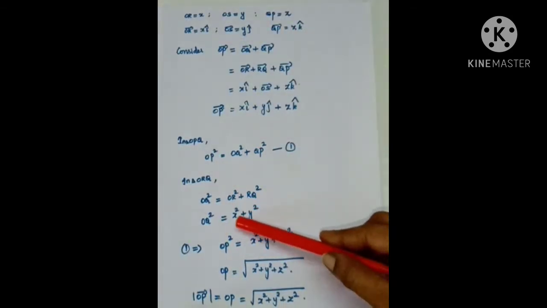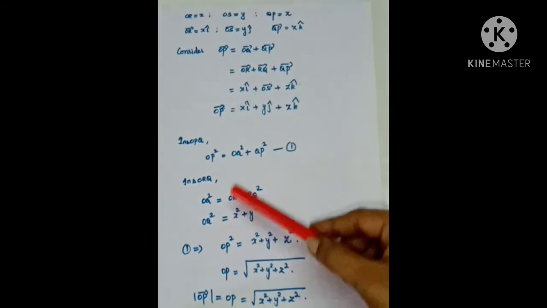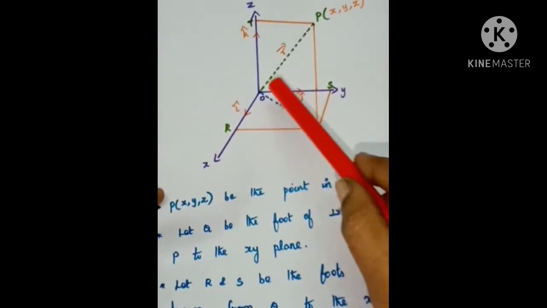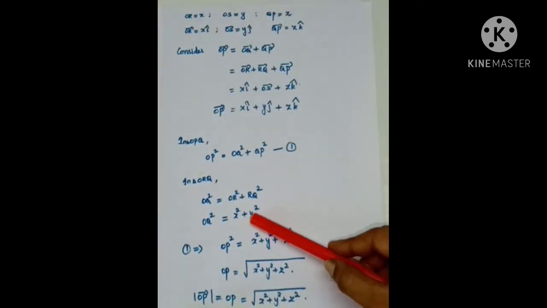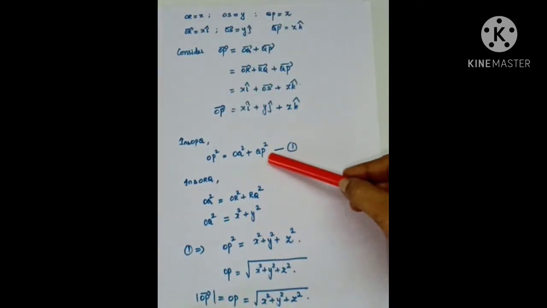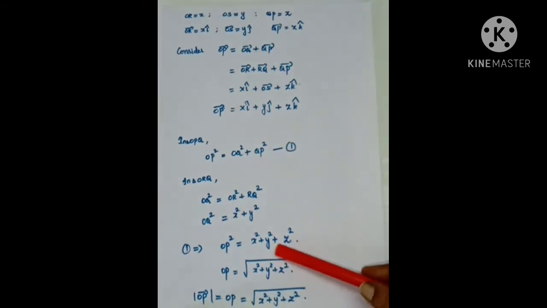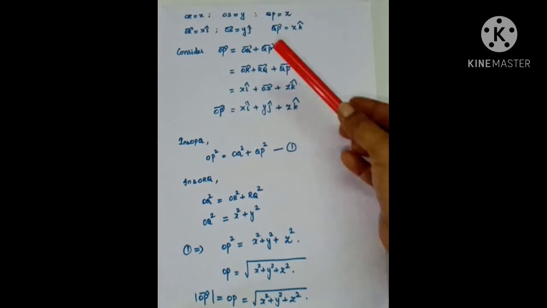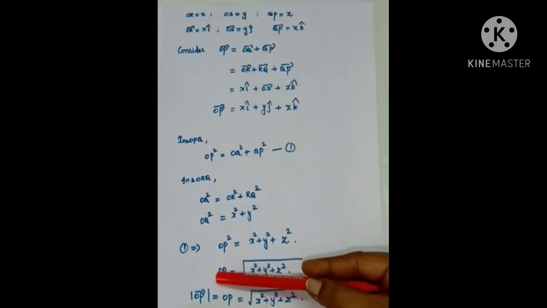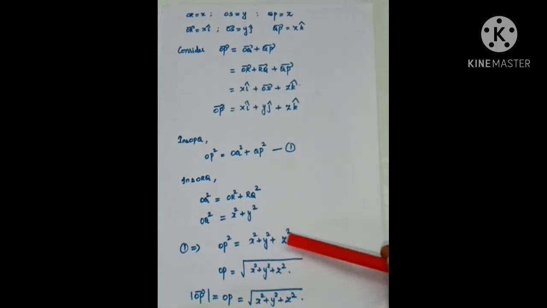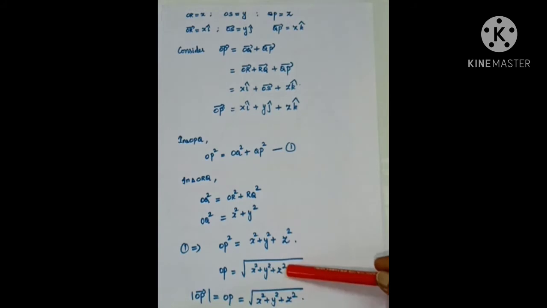So that is written here. What is the OR length? It is X, so it is X squared. What is RQ? OS is Y means RQ is also Y, so it is Y squared. And this has to be substituted in this result. So in place of OQ squared, you write X squared plus Y squared. And QP is nothing but Z, so it is Z squared. So OP squared is equal to X squared plus Y squared plus Z squared. So OP is equal to the square root of X squared plus Y squared plus Z squared.